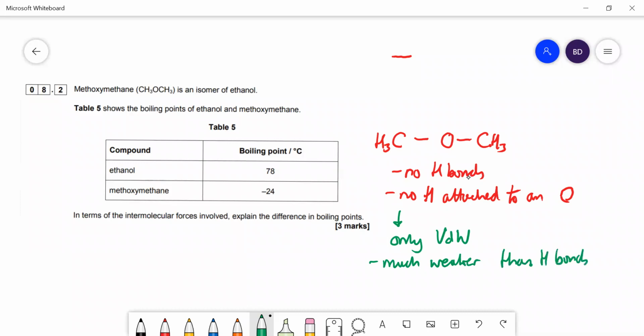And this 3 mark question, they usually ask you for a mark for saying something about the energy required to break them. So they're much weaker, so less energy is required to overcome them. So the boiling point of methoxymethane is a lot lower than for ethanol, again, because ethanol does have H bonds. I think in that question, you're probably getting 1 mark for saying van der Waals, 1 mark for saying they're much weaker, and 1 mark for saying the energy required to break them, therefore, is a lot lower.